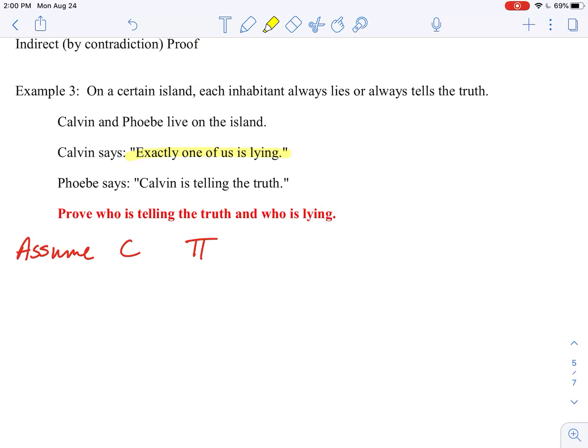But Phoebe says Calvin is telling the truth. If Phoebe is a liar, then that statement must be false. So what's the opposite of telling the truth? That is that Calvin is not a truth teller. So to me, what we line up with is a contradiction here.